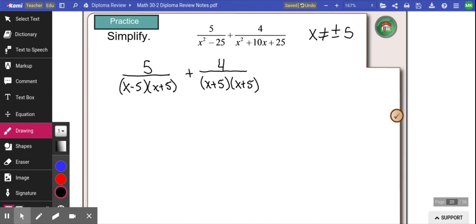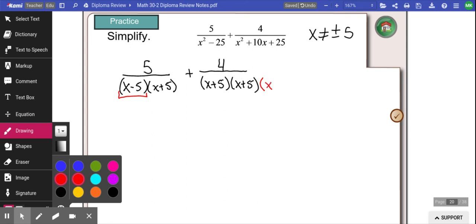Third step is simplify. To simplify, I want to write it as one fraction, then reduce. To write it as one fraction, I need a common denominator. This one has an x minus 5. This one didn't, so I give it an x minus 5. This one has an x plus 5. This one has an x plus 5. But if I look, this one has a second x plus 5. The first one does not, so I need to give it an x plus 5. What I do to the bottom, I do to the top. This now gives me a common denominator.